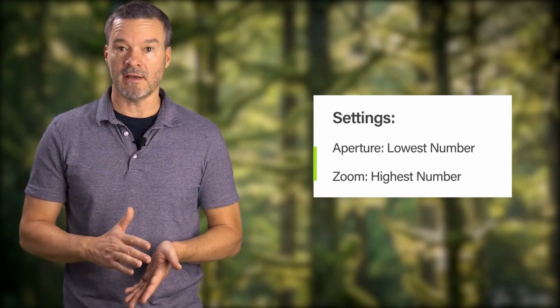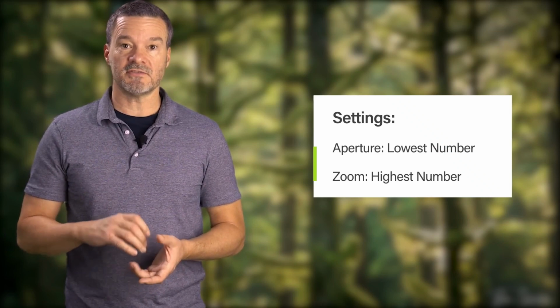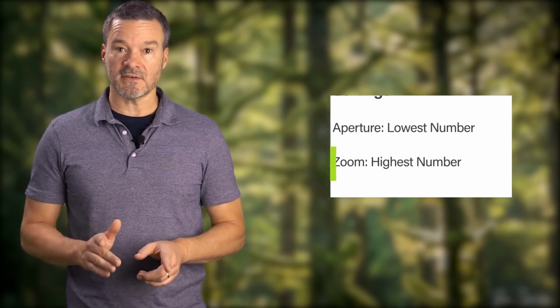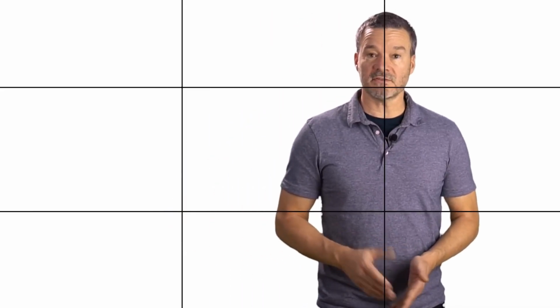Your smallest number may be f2.8, it could be f3.5. You just want it to be the smallest one you've got. Then you want to zoom in your lens to the maximum amount of zoom. And when you do those two things and ensure that you are focusing on the face of your subject, then the background will be completely blurry and your portrait is going to look professional.